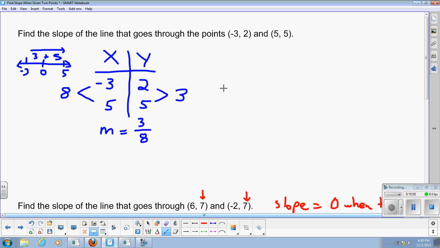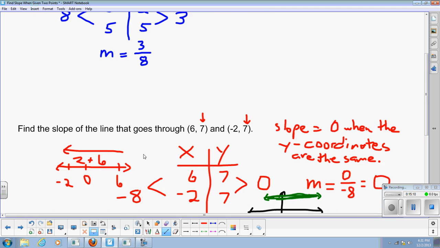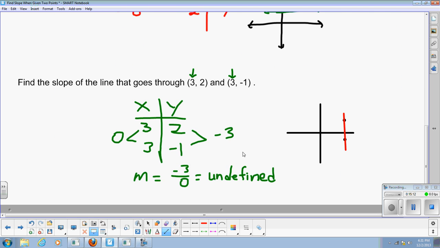All the numbers different, you will have a slope that's either a positive slope or a negative slope. You have four types of slope: positive answer, negative answer, zero, or undefined. All right, end of this video.